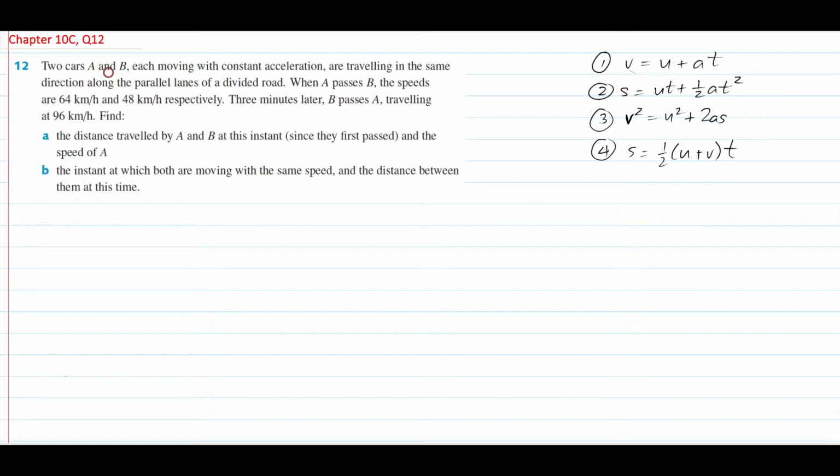Question 12. Two cars A and B each moving with constant acceleration. The moment you hear constant acceleration, you can use these four formulas, and in terms of your velocity time graphs, your lines would just be linear lines only, so no curves at all.